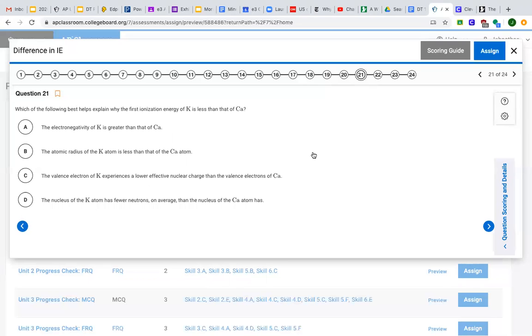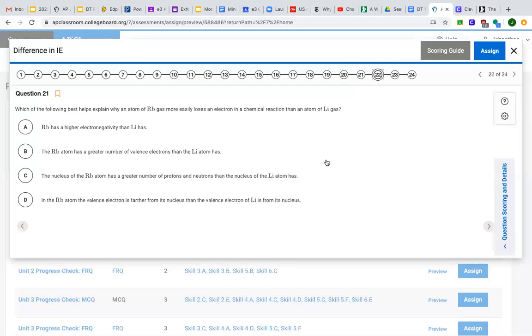Which of the following best helps explain why the first ionization energy of potassium is less than that of calcium? So this is just the same thing. This is just C, right? The valence electron of potassium experiences a lower effective nuclear charge than the valence electrons of calcium. Yeah? We all get C for this one? Okay. Yeah, same thing. Okay, 22.